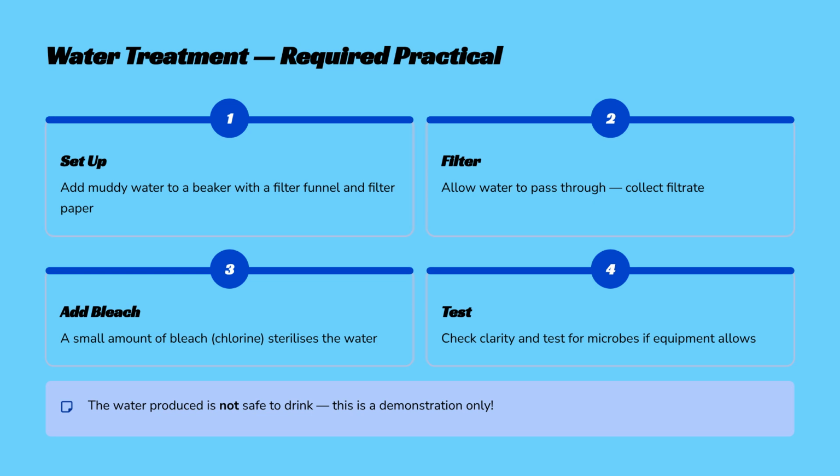The required practical for water treatment involves 4 steps: setup, filter, add bleach for sterilization, and then test for clarity and microbes. Remember, the water produced is for demonstration only and is not safe to drink.